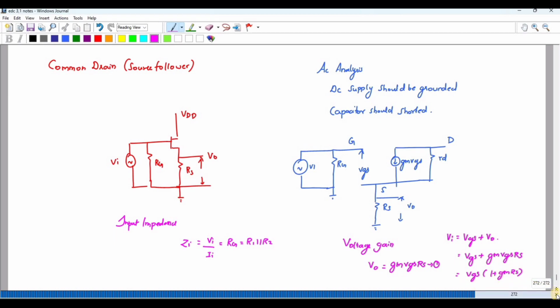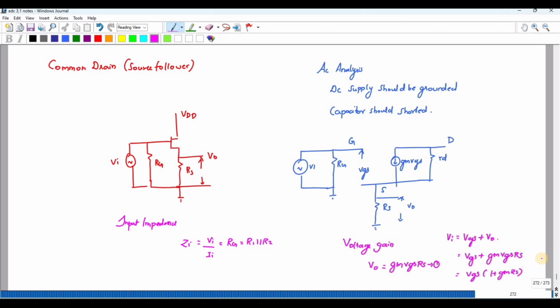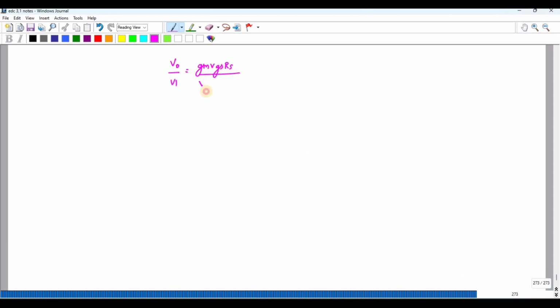Okay. So from this you can substitute and find V0 by VI. V0 is gm VGS RS divided by VI, which is VGS into (1 plus gm RS). So VGS and VGS get cancelled out. So you will get gm RS divided by 1 plus gm RS. So this is your voltage gain.